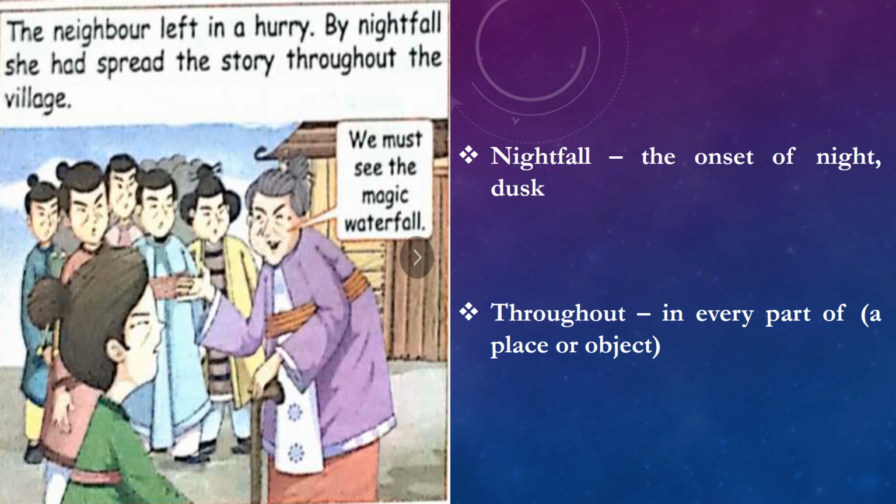So nightfall means the sunset time, which is called dusk, and the early morning time, the sunrise time, is called dawn, DAWN. So the lady said that we must see the magic waterfall. Okay, so she told everyone that we must see that magic waterfall, and we can also get the sake from there. So what happened next?